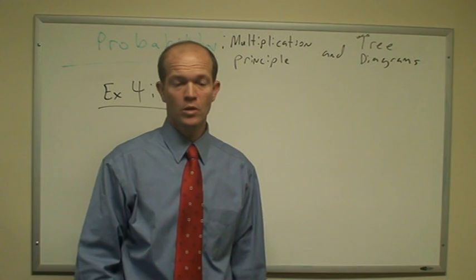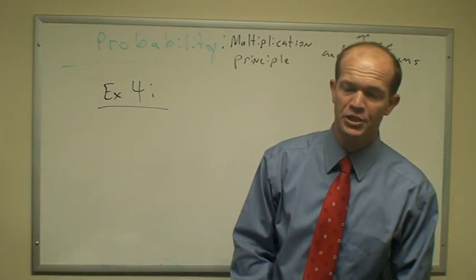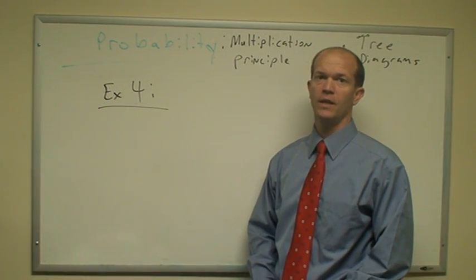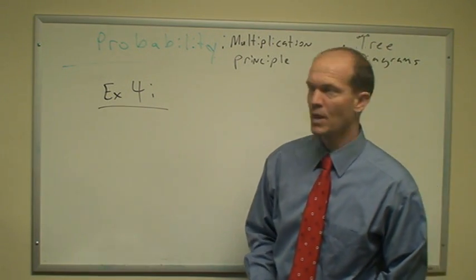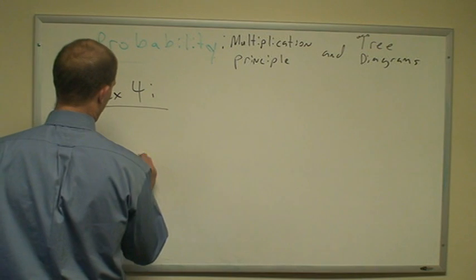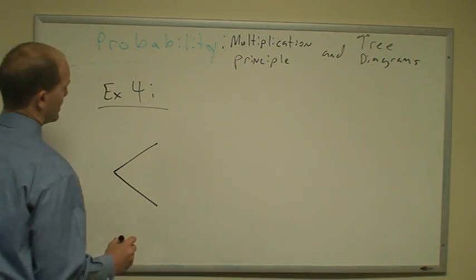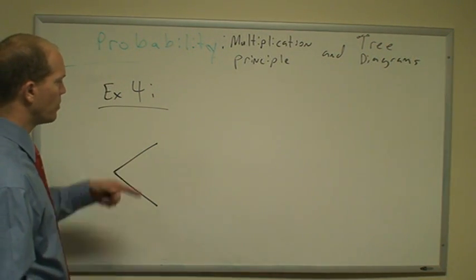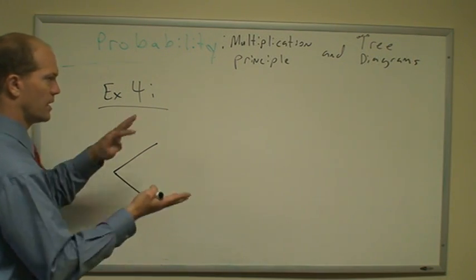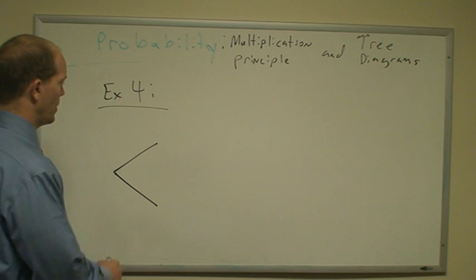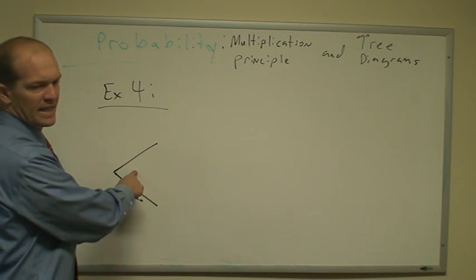In example 4, we're told 2 marbles are drawn in succession out of a box containing 5 red and 3 white marbles. Let's construct a probability tree for this experiment. There are 3 different ways to write this, but I like to do it like this. We're going to have different branches along this tree, and that's why it's called a tree diagram, because it kind of looks like a tree as it grows. The different branches represent the things that can happen.